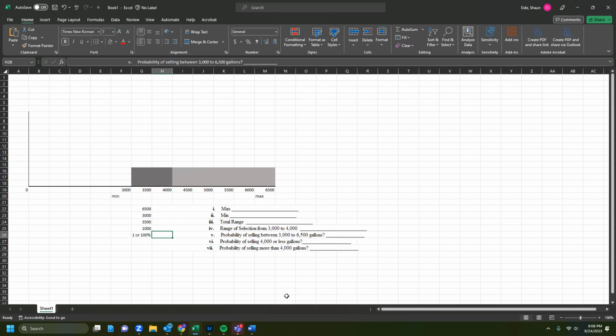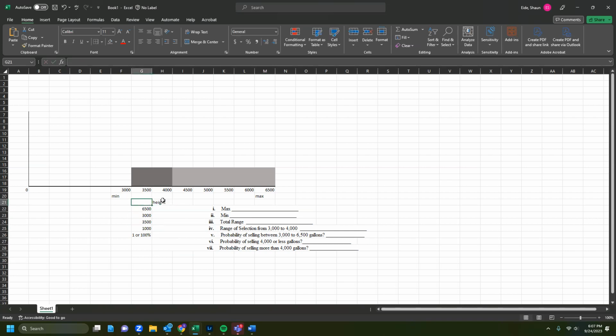Okay. Now, in order to be able to do the next two, we're going to have to first calculate the height. And remember, we've got the base, so the range is a total of right here, the total range 3,500. And so the height, I didn't ask you for the height, but what is the height?